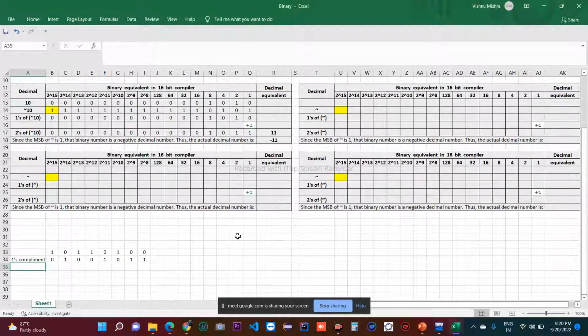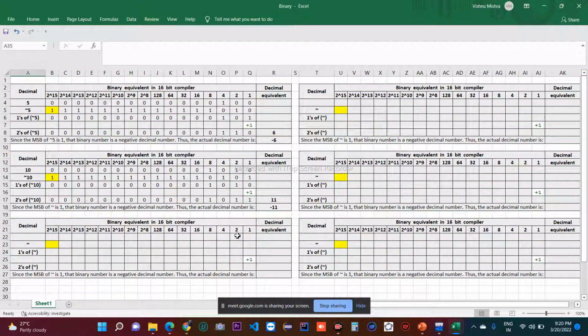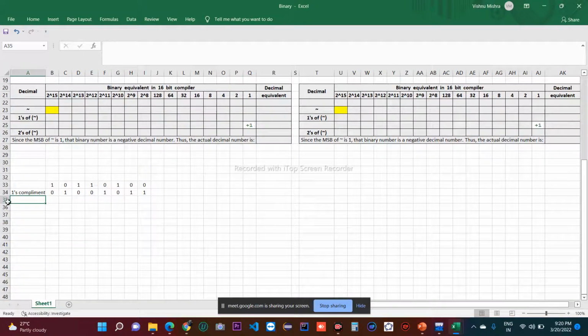And now what is 2's complement? 2's complement is nothing but just addition of plus 1. I have to just add plus 1 here. So what is 1 plus 1 in binary?